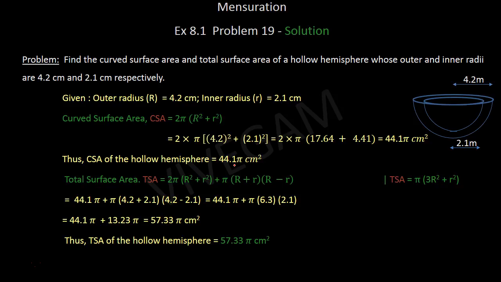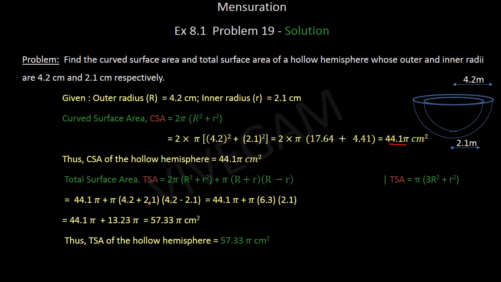Okay. Next, total surface area is 2 pi R square plus r square plus pi into R plus r and R minus r. Okay, you should not calculate this again because this is what we have already done. That is 44.1. So straight away put that number here. So 44.1 pi plus pi into R plus r, 4.2 plus 2.1, 4.2 minus 2.1. So that is pi into 6.3 into 2.1.